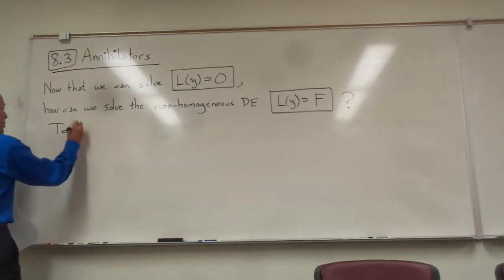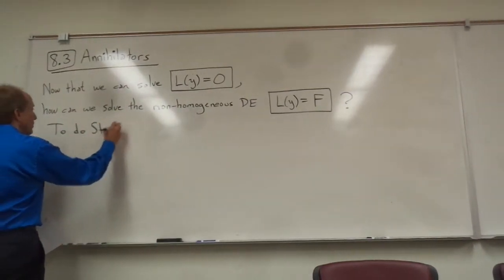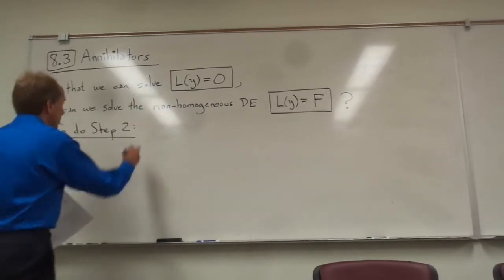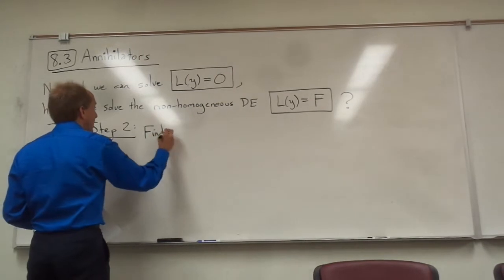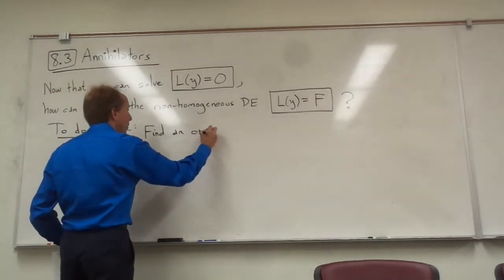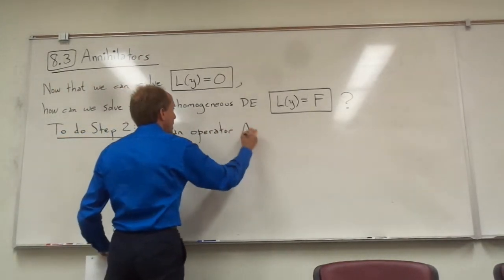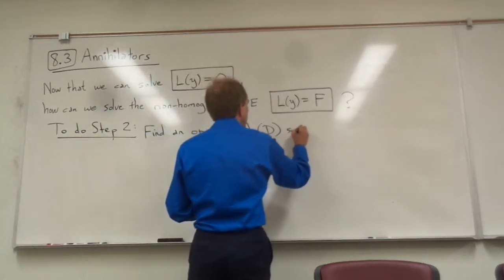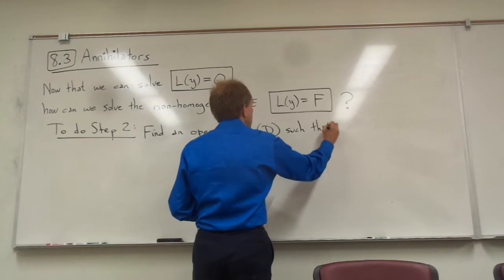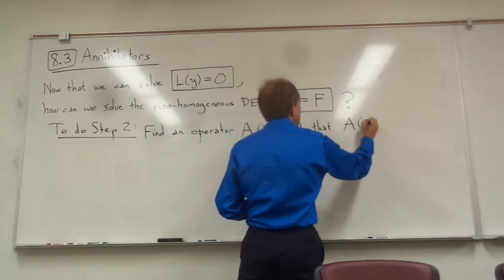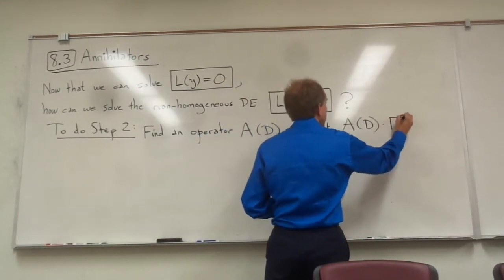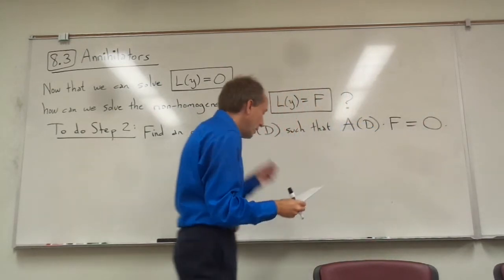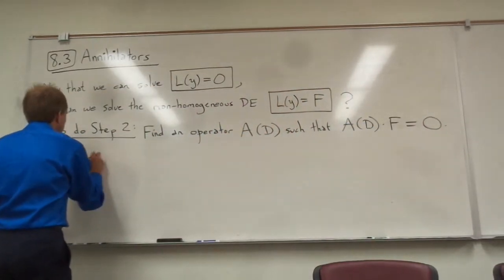So to do step 2, in my outline that I just presented a few minutes ago, we're going to try to find an operator. I usually write A of D for this, an operator such that A of D, when you apply it to capital F, gives you 0. So here's an example.